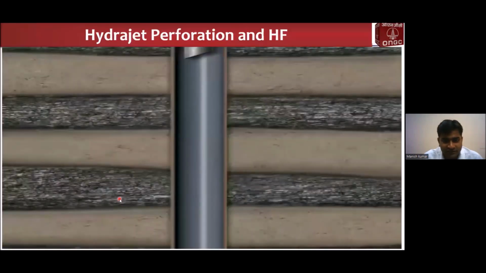So this is how hydrojet perforation and HF actually works. I'll be showing a small video.